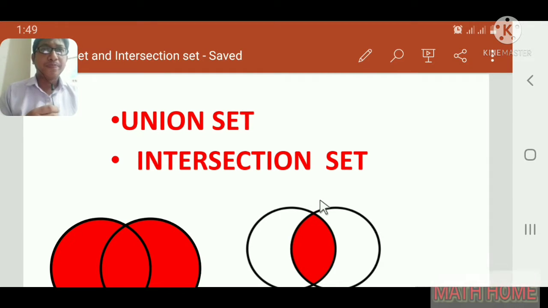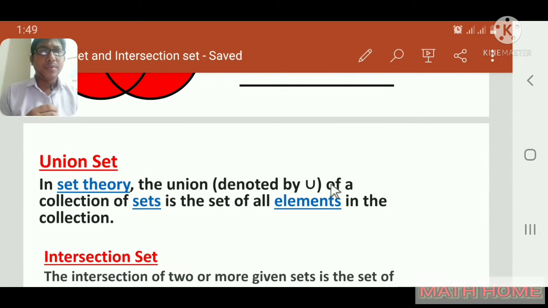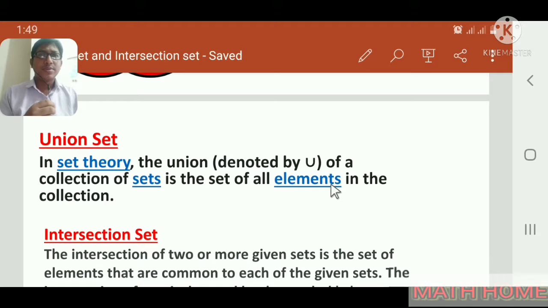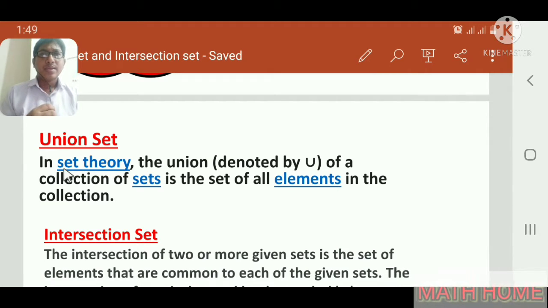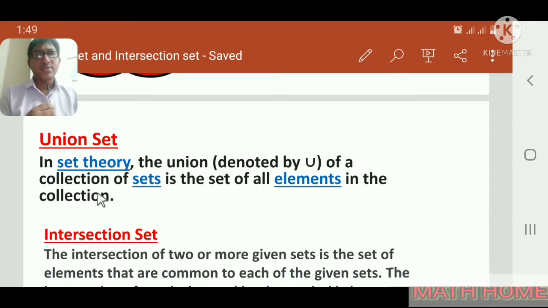Hello everybody. Today we will discuss union set and intersection set. What is union set? In set theory, the union, denoted by capital U, of a collection of sets is a set of all elements in the collection. Actually, union set is a collection of all sets.